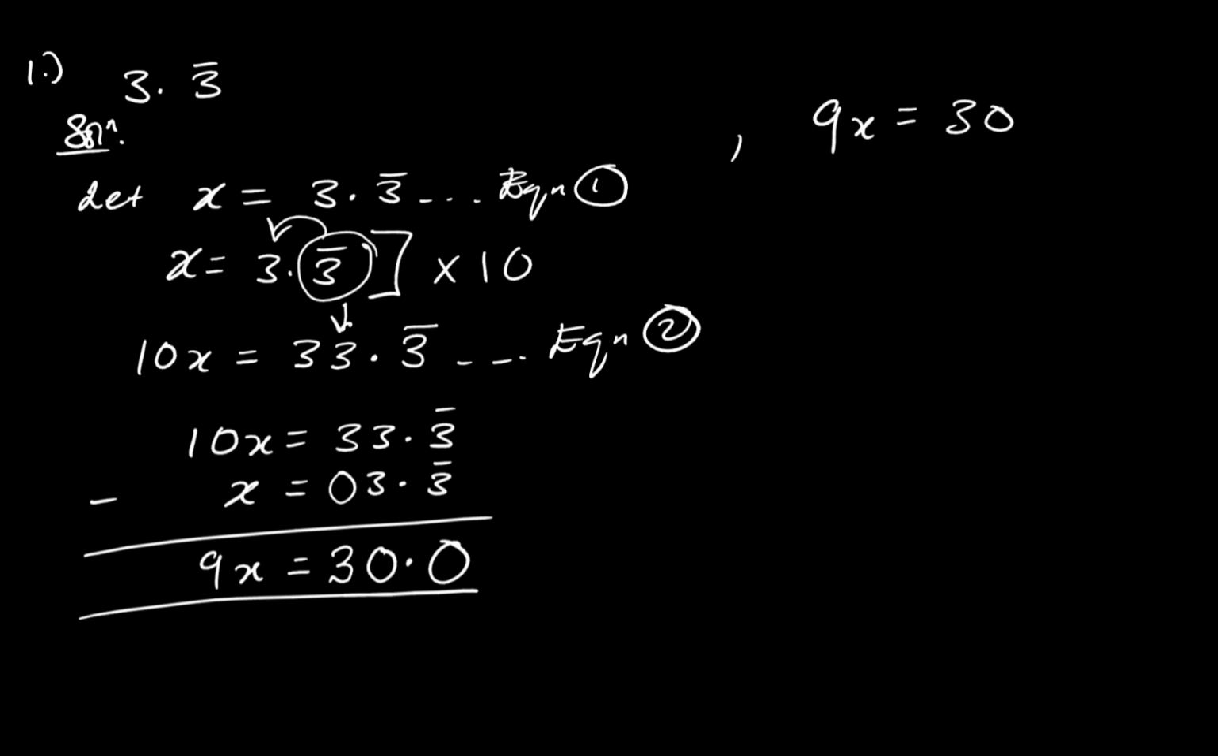Now here you're having 9x. So you divide both sides by 9 in order to have x. So you have x being equal to 30 over 9. And this is your answer.